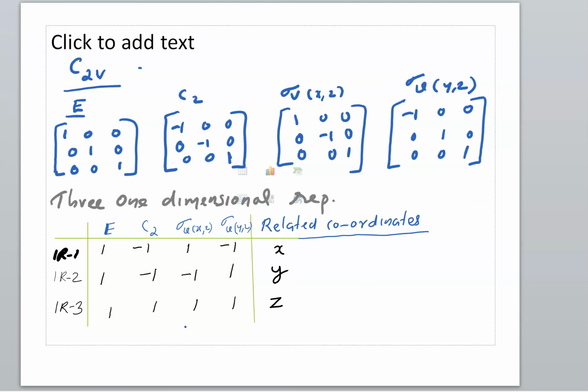Consider, for example, the C2V point group. The actual construction of a character table we will discuss later. I am telling you a simple construction, a simple illustration of a character table. For the C2V point group, we already studied a three-dimensional representation like this. For E, we get a matrix-like representation like this. C2, this one, sigma V xz, sigma V yz.